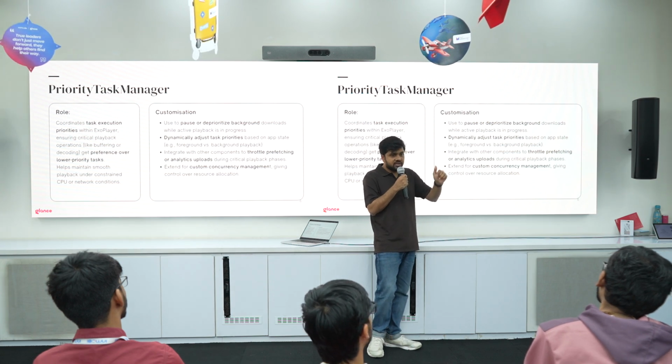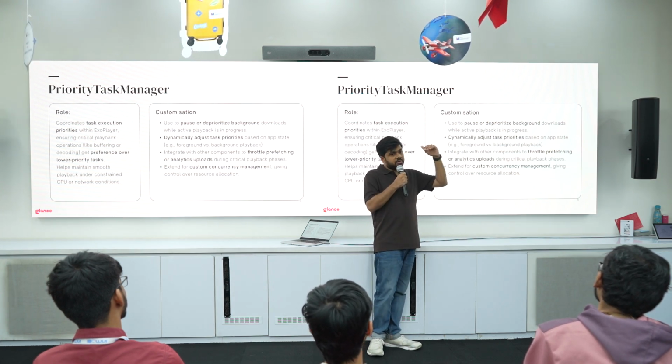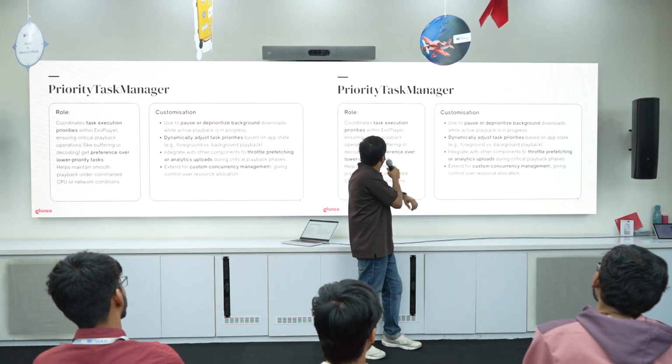Let's say the user scrolls and it comes to this video. We have to deprioritize the other video. That can be done using the priority task manager.